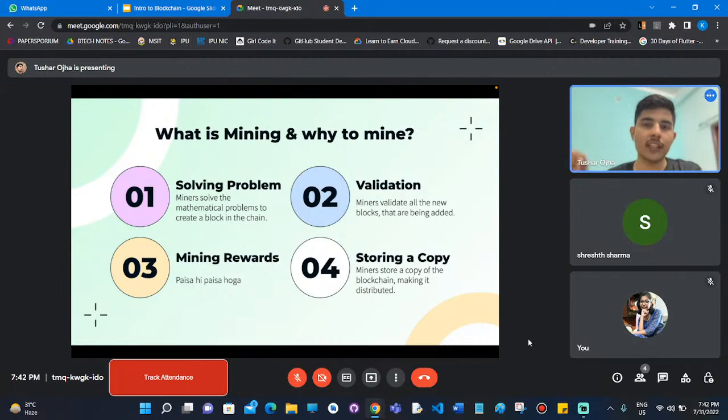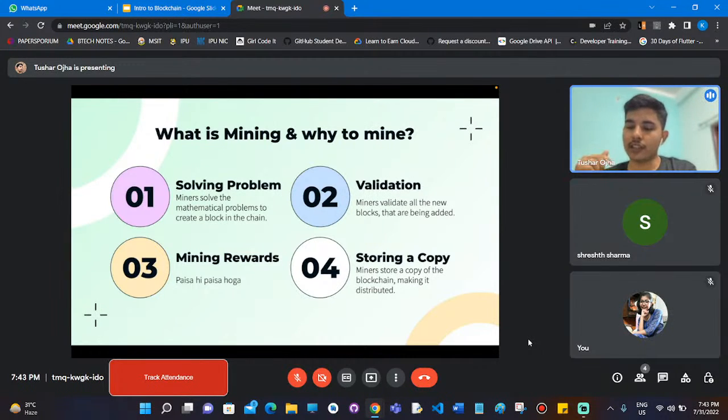Paisa hi paisa hoga, because let's say I made a transaction between me and my friend. So I have to pay some transaction fees, right? Which is different on different platforms like PayPal, centralized platforms, bank fees, and tons of others. Banks and all those take a fee to run their systems. In a similar way, blockchain also takes a fee called gas fees.